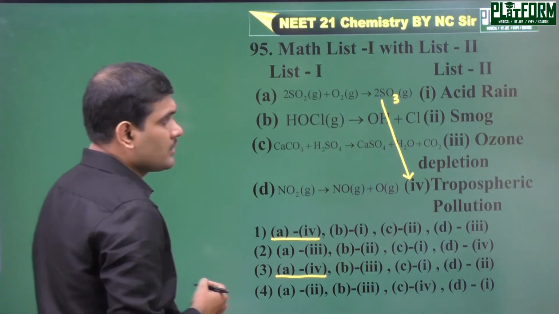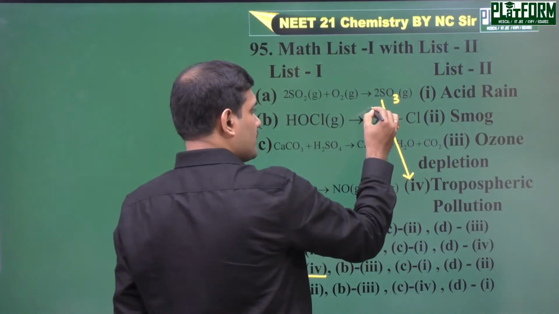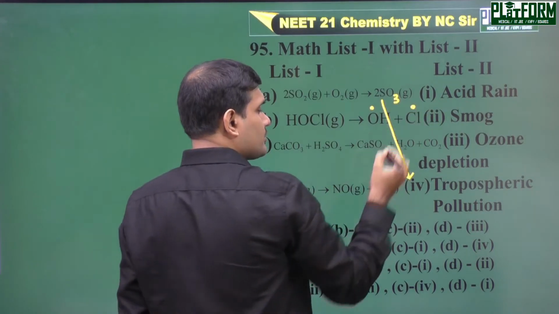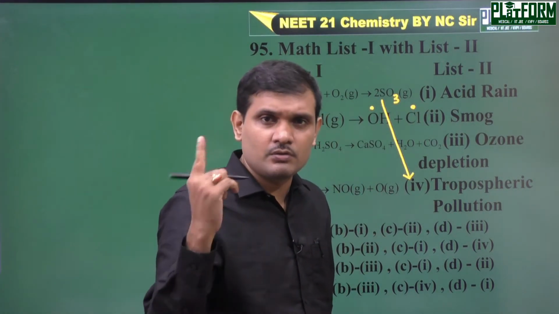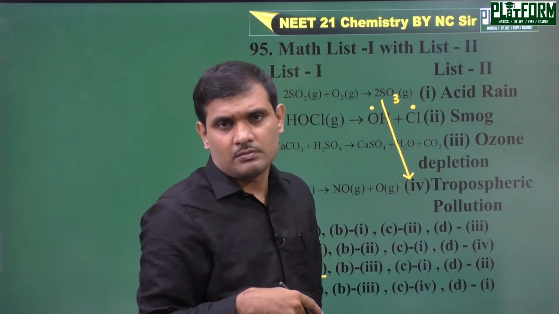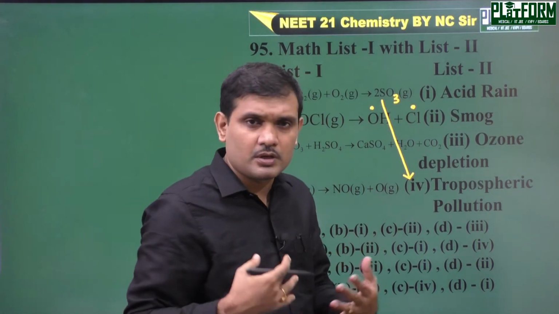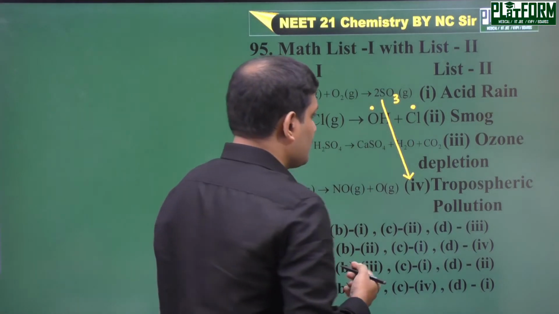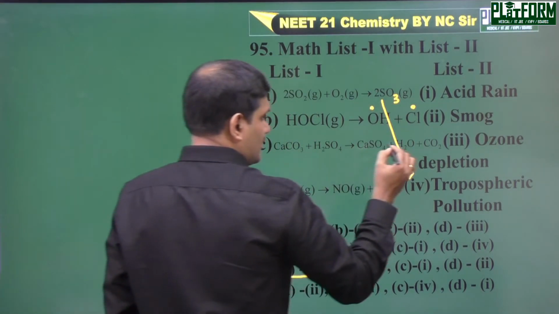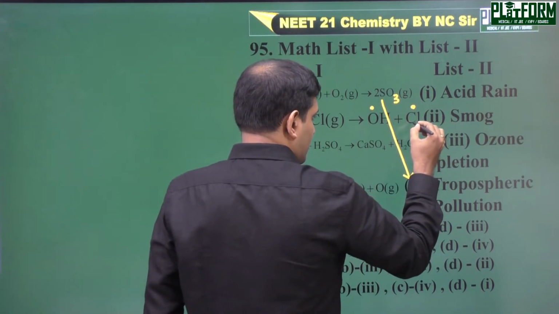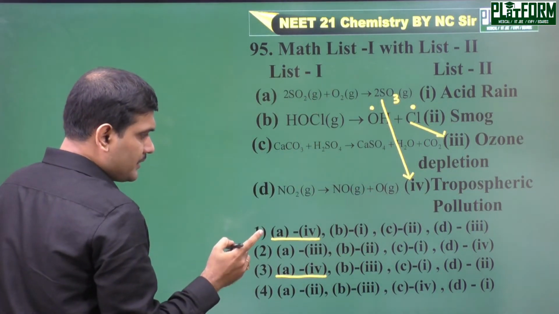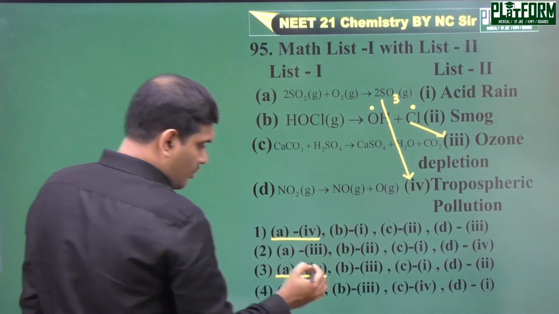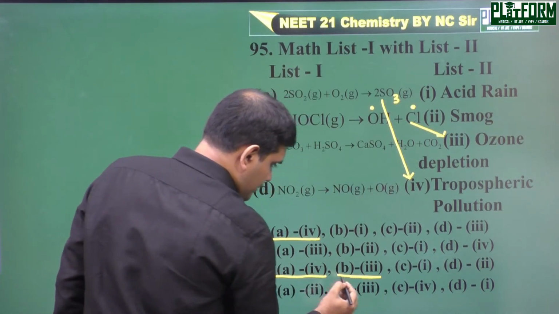Now HOCl will degrade to produce OH dot and Cl dot. That Cl dot combines with ozone in the ozone layer, so that leads to depletion of the ozone layer. So definitely this reaction is responsible for ozone layer depletion. So definitely option B, it is 3. Option B goes to option 3.